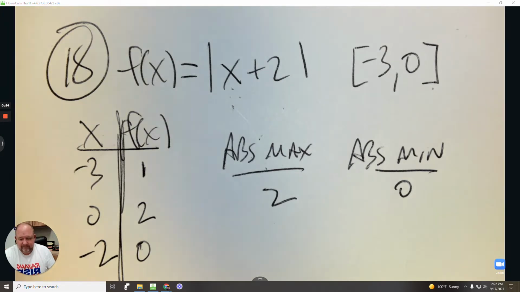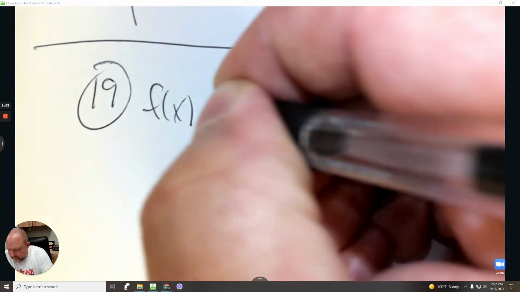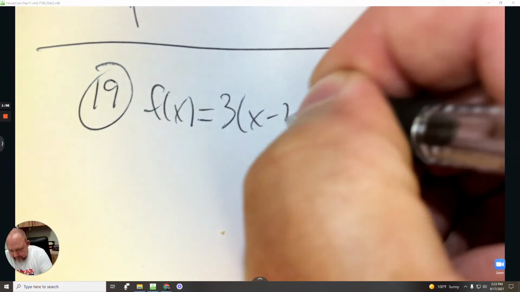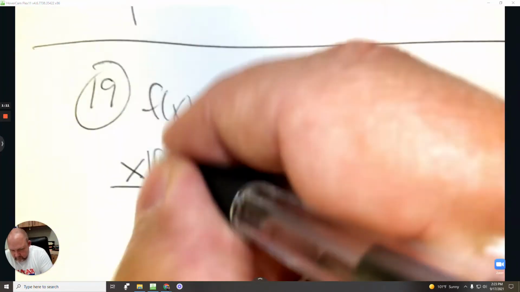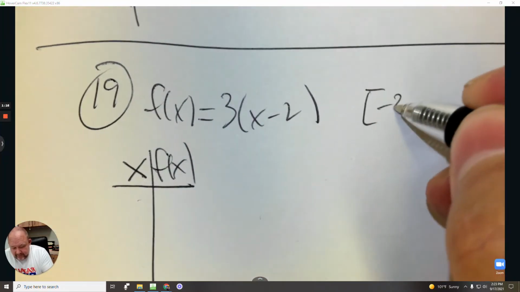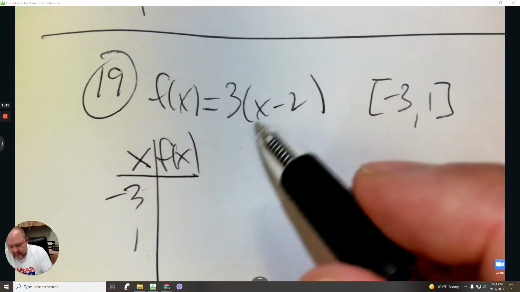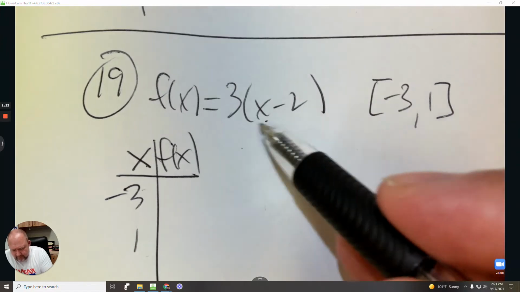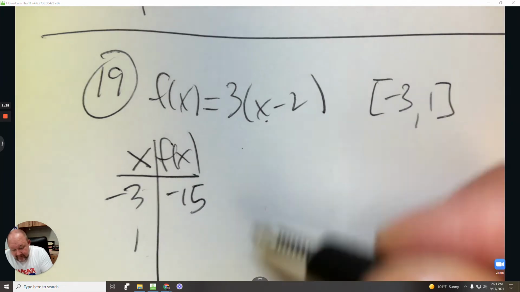Number 19. All right, so this is from -3 to 1. So we start with the endpoint values. If I plug them in, I get what? -15 and -3.